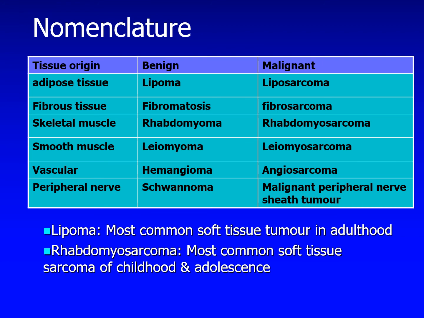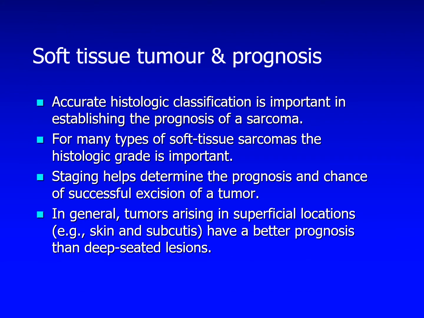Lipomas are the most common soft tissue tumor in adulthood, and rhabdomyosarcoma is the most common soft tissue sarcoma of childhood and adolescence. With regards to prognosis of a sarcoma, it requires accurate histologic classification. And for many types of soft tissue sarcomas, the histologic grade is important. Staging helps determine the prognosis and chance of successful excision of a tumor. So in general, tumors arising in superficial locations, such as from the skin and subcutaneous tissue, have a better prognosis than deep-seated lesions.